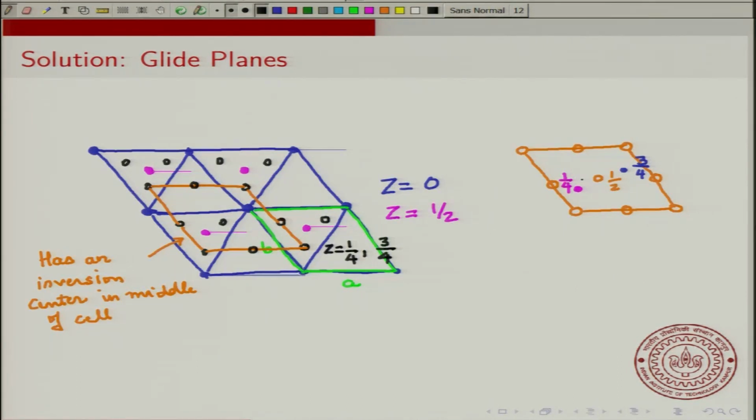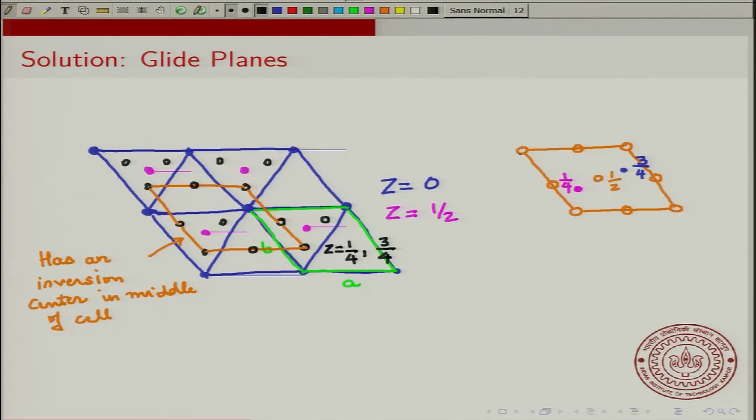Now we can show the other symmetry operations. Since you have this inversion, you will have, in addition to this, now we'll first show the glide planes.